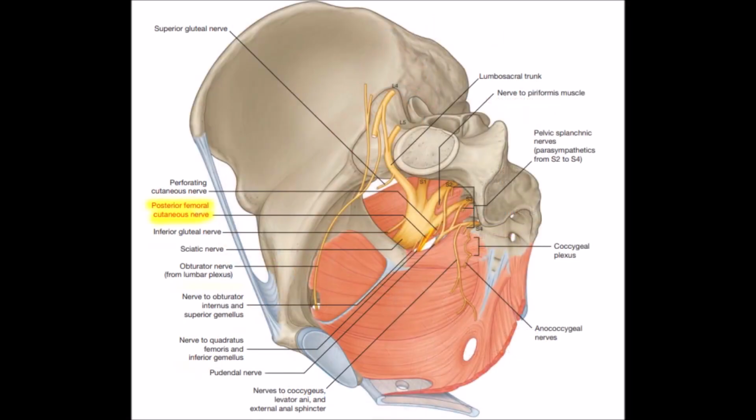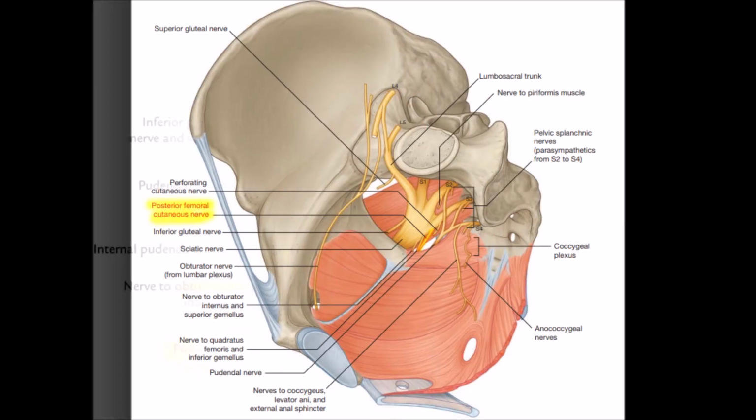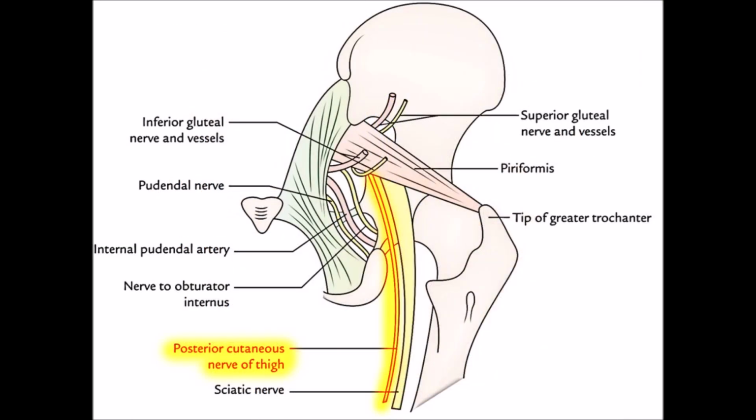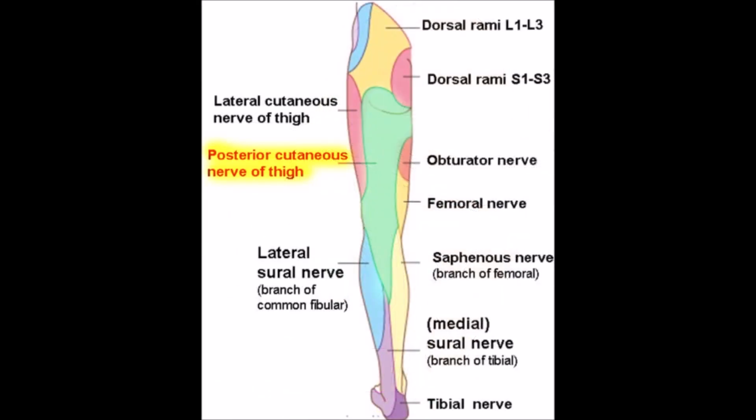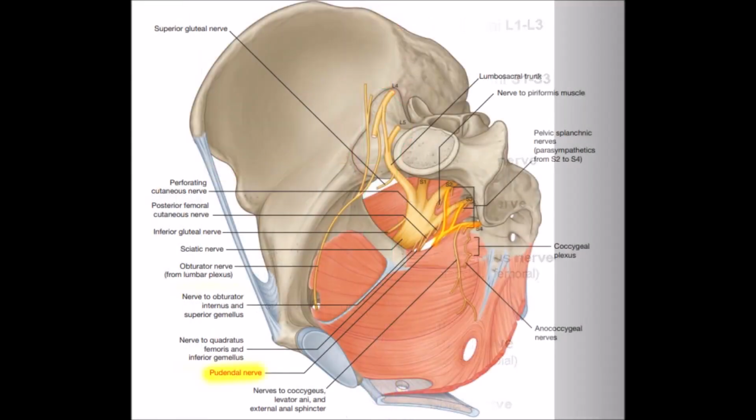The posterior cutaneous nerve of thigh passes backwards below the piriformis, behind the sciatic nerve and enters the gluteal region. It passes in the midline of thigh and leg and supplies fascia and overlying skin. It also supplies some skin over the buttock and posterior part of scrotum and labium majus.